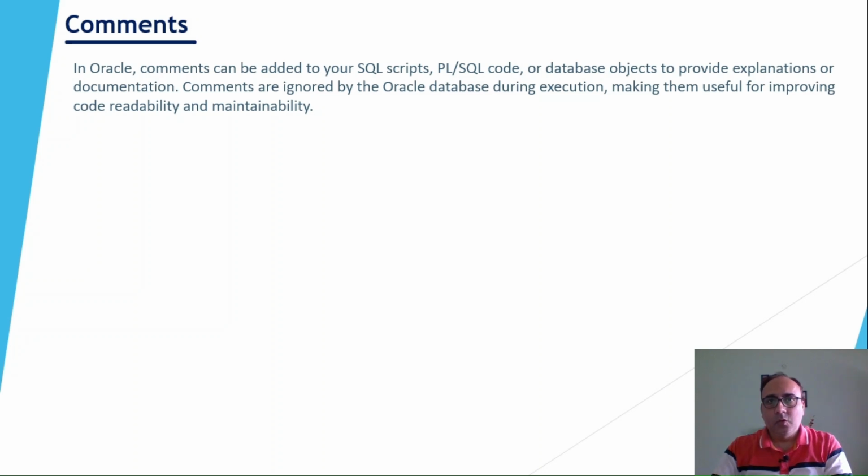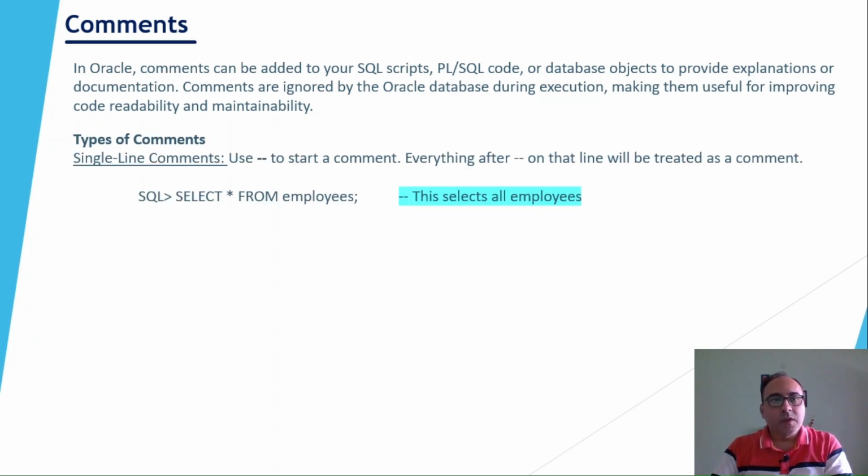In Oracle there are two types of comments. One is single line comments. We can use a double dash to start a single line comment. Everything after the double dash is ignored by the compiler at the time of execution. Let's look at this example: select star from employees, double dash, this selects all employees. The highlighted part is the comment. After the double dash we can mention our comment, and using this one can understand what this particular query does.